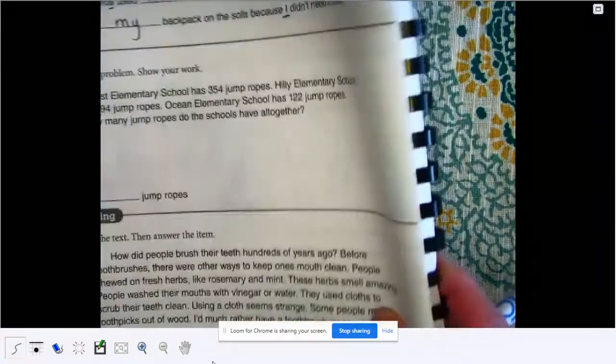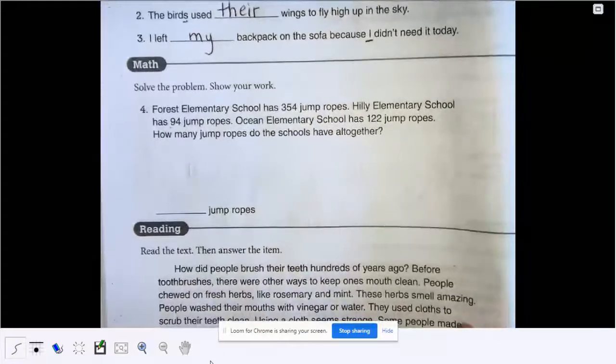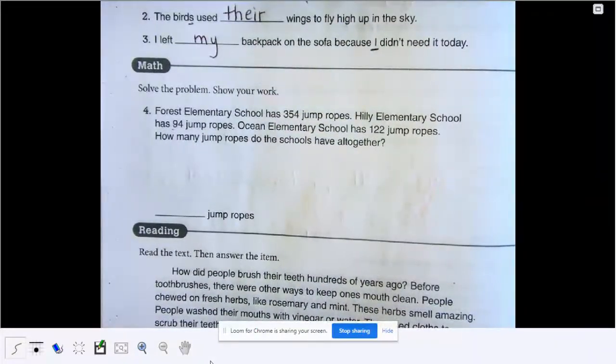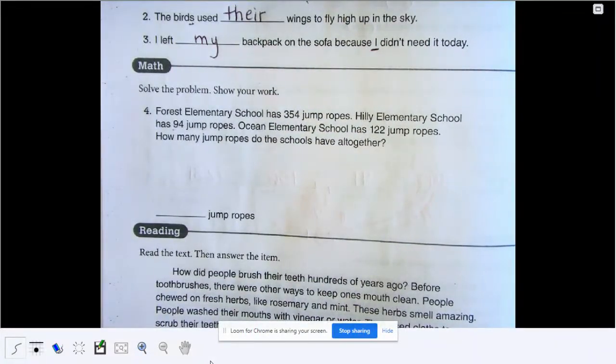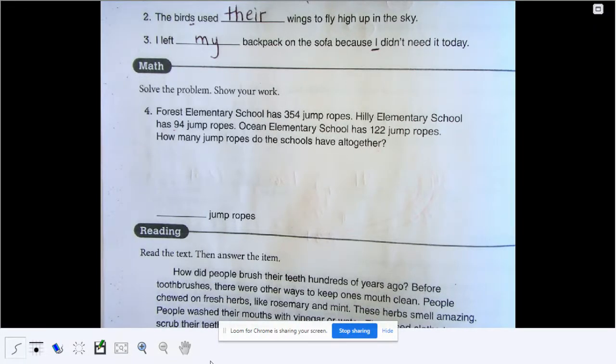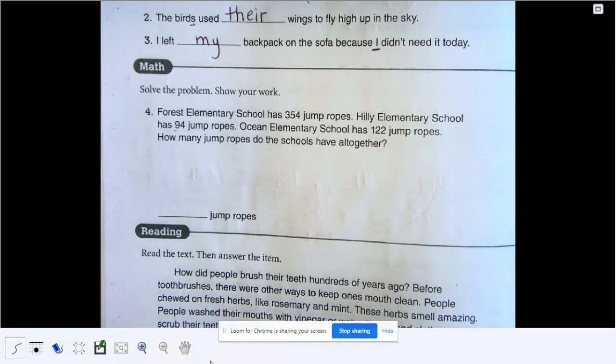All right, let's go to number 4. Forest Elementary School has 354 jump ropes. Hilly Elementary School has 94 jump ropes. Ocean Elementary School has 122 jump ropes. How many jump ropes do the schools have all together? All right, so we need to add them all together.